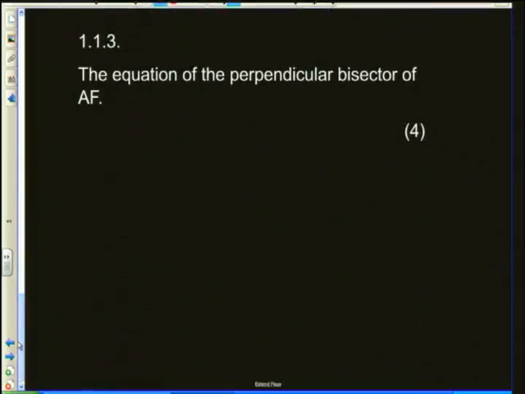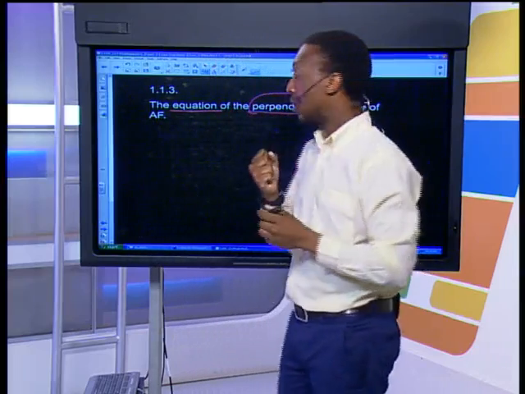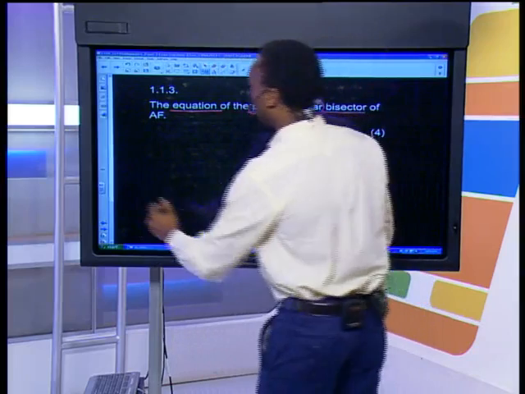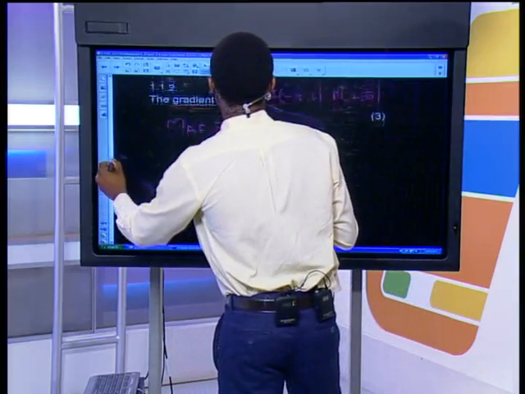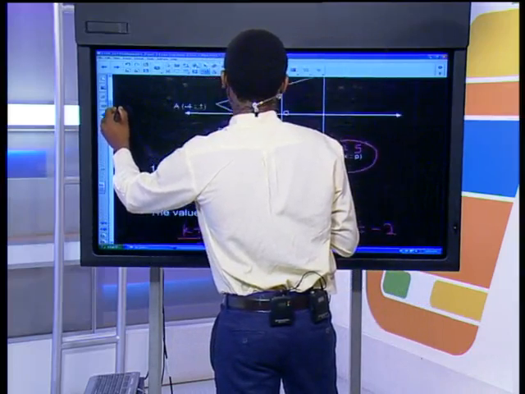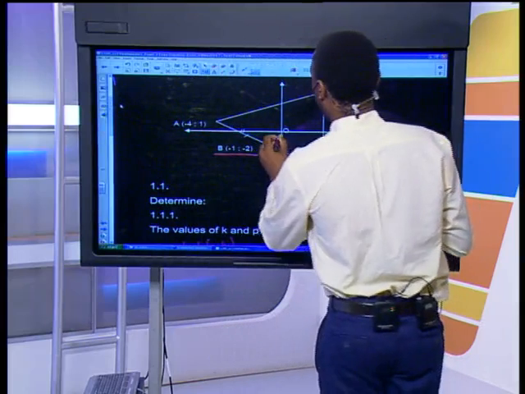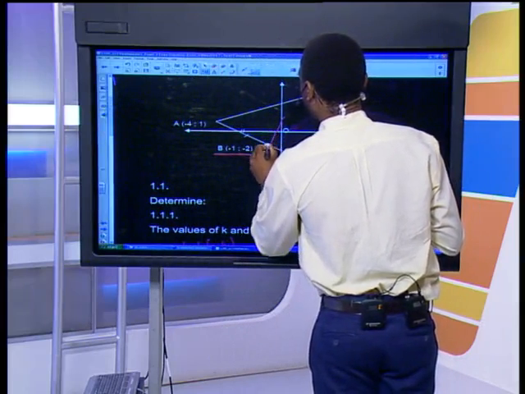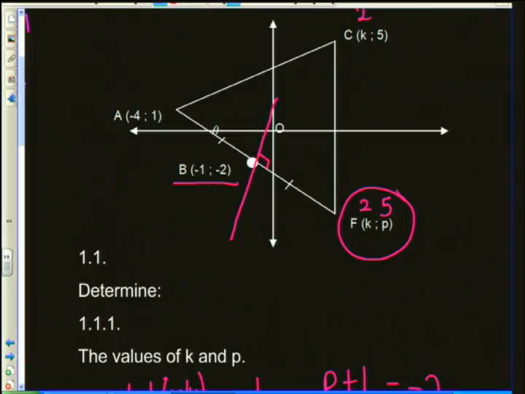1.1.3. Now they want you to work out the equation of the perpendicular bisector. Perpendicular means the two lines meet at 90 degrees, and bisector is another important point there. Bisector means it cuts the line in half, cuts it in 2 equal bits. The perpendicular bisector of AF. Let's just go back to our sketch quickly and sketch in this AF. So the perpendicular bisector of AF will be a line going like that, and that is at 90 degrees.